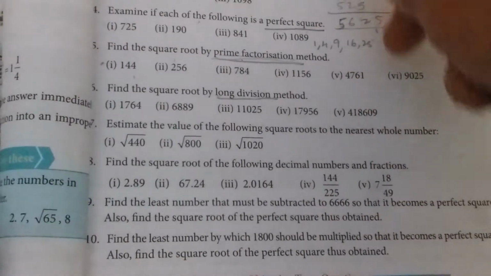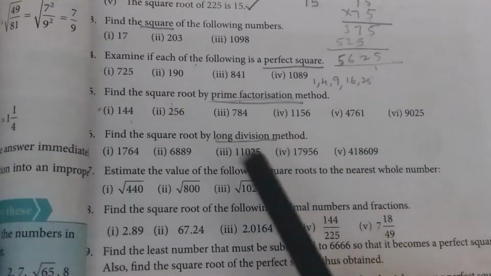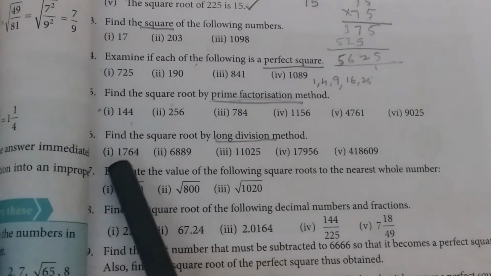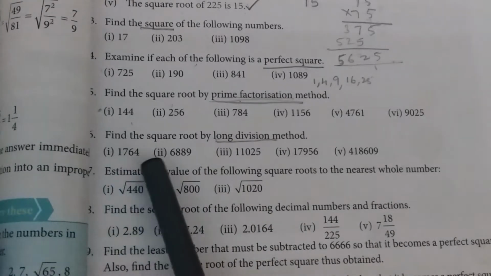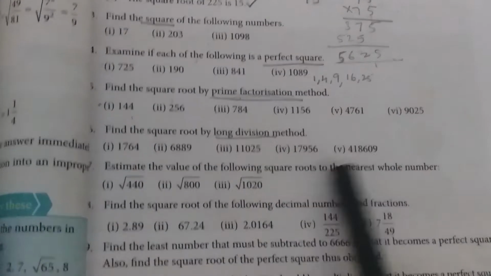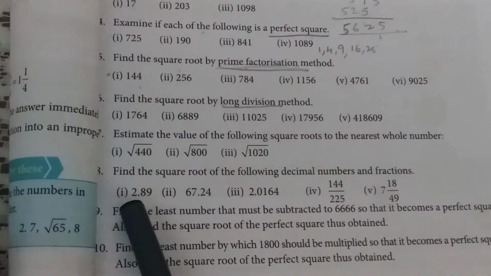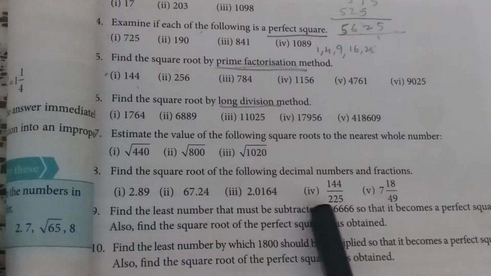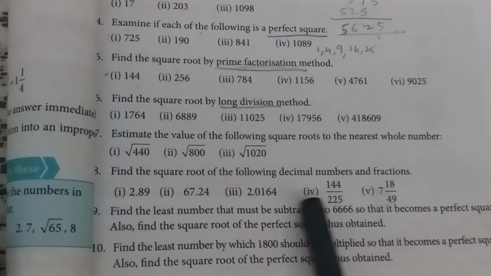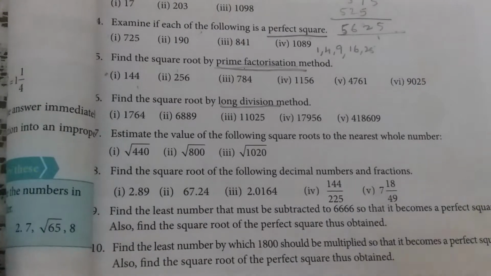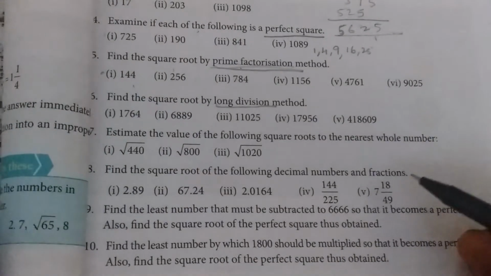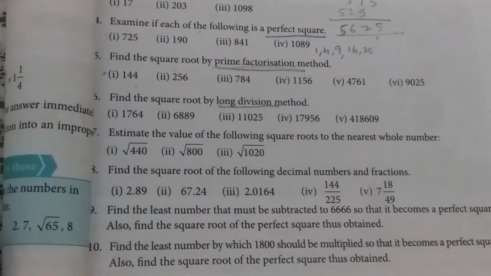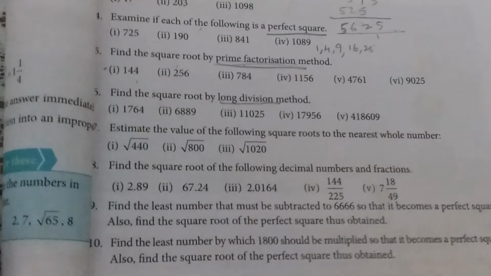In the previous sums, we have been finding the square roots of whole numbers. See, like this 1764, all these are whole numbers. Now look at this sum, it is a decimal number. These first three sums are decimal numbers with the decimal point, and the fourth and fifth sums are rational numbers. Maybe they are fractions. If they are positive, we can call them fractions or rational numbers. So we'll take up one by one.